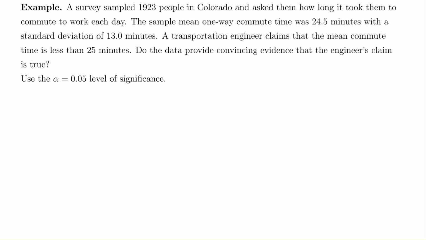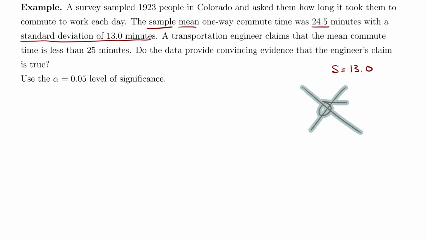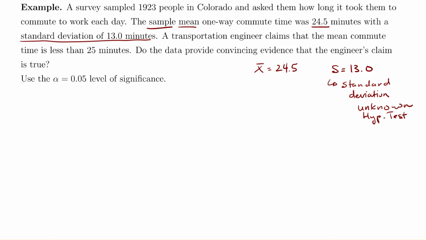Okay, now this is very important. It says the sample mean was 24.5, but then the sentence continues and said the sample had a standard deviation of 13.0. So even though it didn't write out s is equal to 13.0, by the phrasing, I know this is a sample standard deviation as opposed to a population standard deviation. That single sentence is what tells us which method to use. We need to go through the hypothesis test for a mean with standard deviation unknown. And when I say standard deviation is unknown, I of course mean the population standard deviation is unknown.